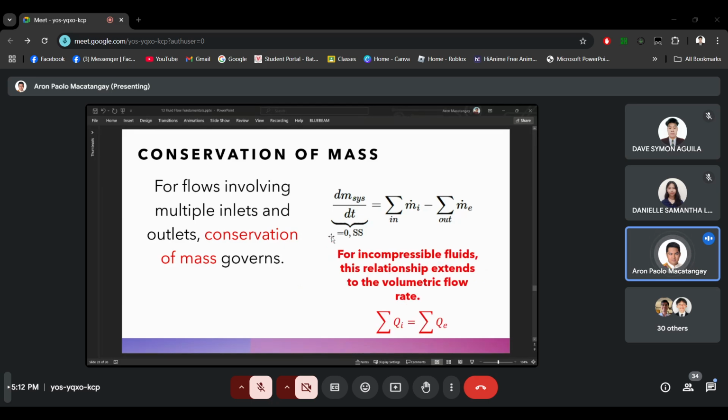And if we would like to do that, then our equation will simplify to volume flow rate incoming equal to volume flow rate exiting. So the incoming or inlet volume flow rate is equal to the exit or outlet volume flow rate. Any questions or clarifications po sa concept?